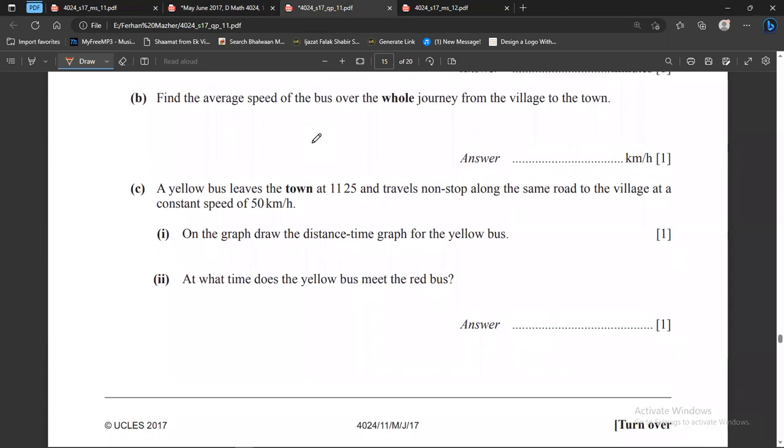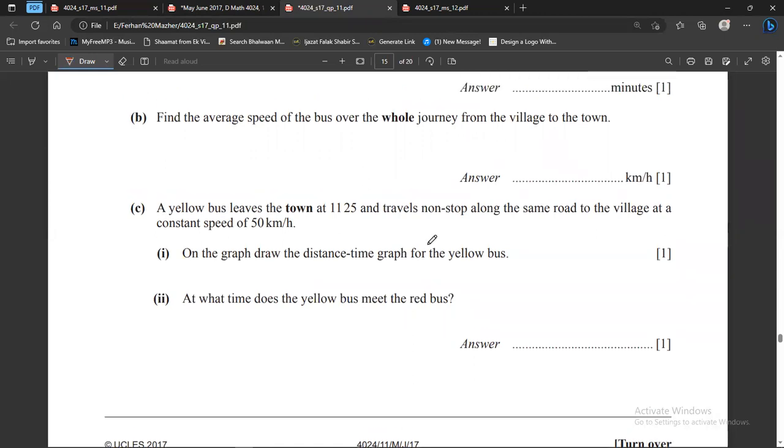A yellow bus leaves the town at 11:25. This thing is very important. The bus is not in the village, it is in the town, and it started traveling at 11:25 and travels non-stop along the same road to the village at a constant speed of 50 kilometers per hour. So in 1 hour, that bus will be covering 50 kilometers. And in 30 minutes, it will be covering 25 kilometers. Okay. So on the graph, draw the distance time graph for the yellow bus.